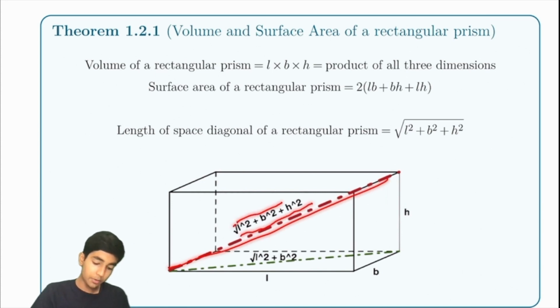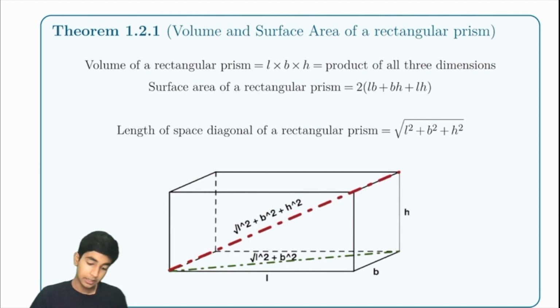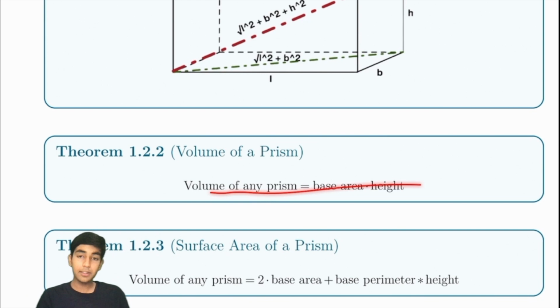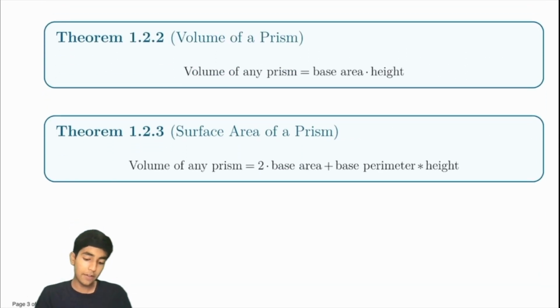So it's equal to the square root of that. Just Pythagorean theorem applied 2 times. And the volume of a prism is just the base area times the height. The surface area of a prism is a cool way to do this. And this works for any prism I'm talking about, not just a rectangular one.